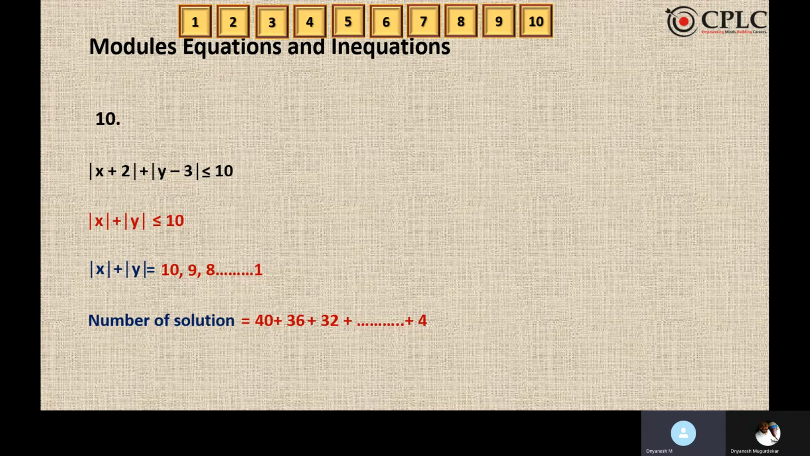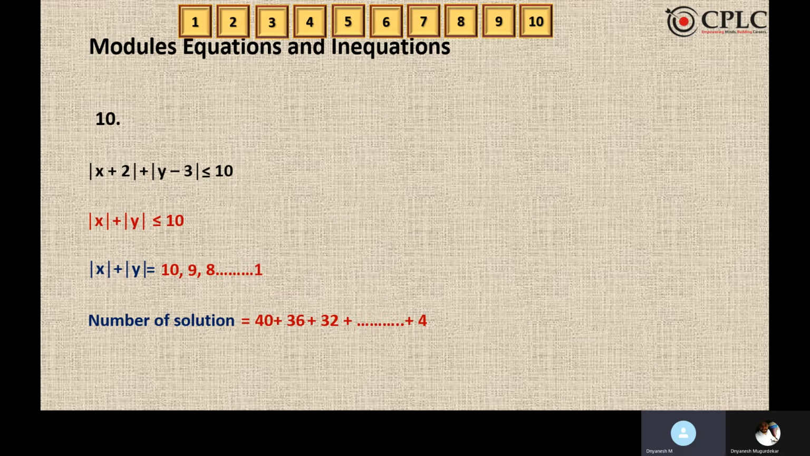Arithmetic progression, the formula for Sn, the sum of the first n terms of an AP. These are the interconnections of the topics you should remember. So n by 2, that is 10 by 2, 5, times A plus Tn. A is 4, Tn is 40, 4 plus 40 is 44, 44 into 5 is 220.